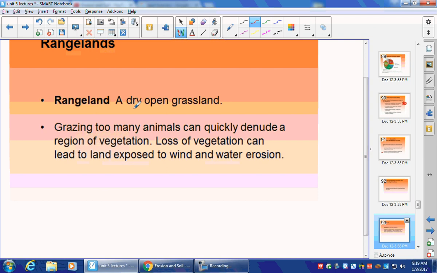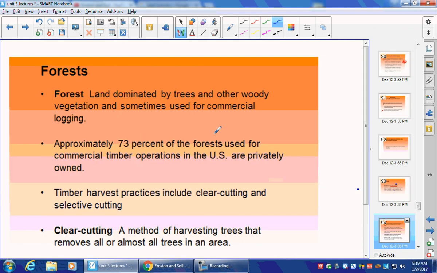They're dry, open grassland. And obviously, the risks that we have here are fire. Right? Fire. Grazing too many animals can quickly denude a region of vegetation. Loss of vegetation can lead to land exposed to wind and water erosion. So wind is going to blow the dirt away, and water is going to carry it away. Obvious, right?